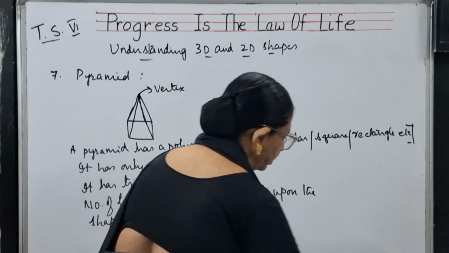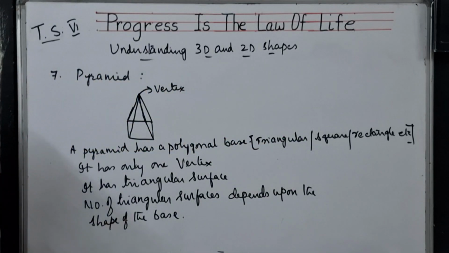Draw this and write this down. So you have 7 shapes, children. The remaining part I will be doing.